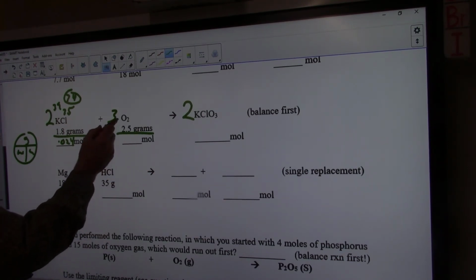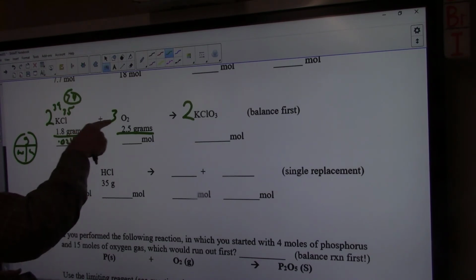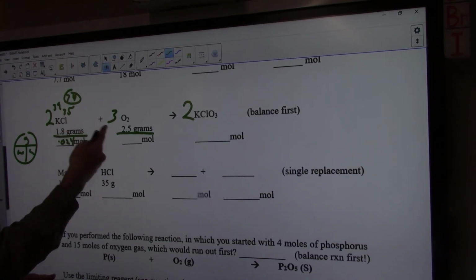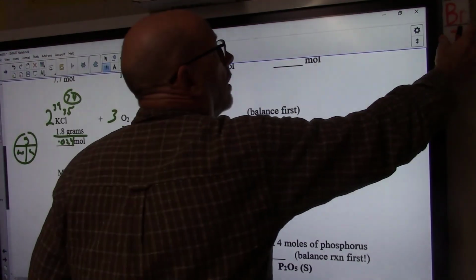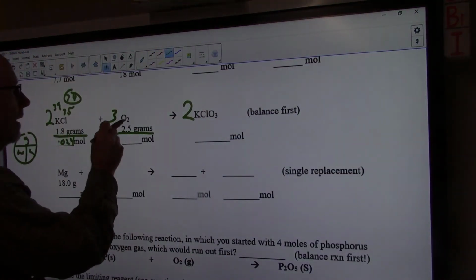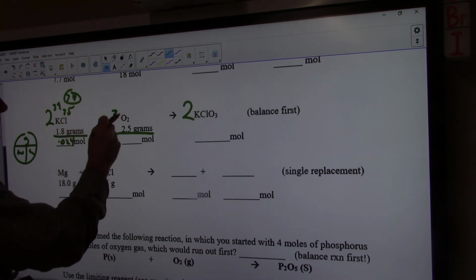Let's get the moles of this. Moles equals grams divided by molar mass. 2.5 grams divided by, this is oxygen all by itself. Oh, it's one of the lucky 7. One of the lucky 7. All right, so that means I have a 2 there, I have a 3 there. Don't use this 3 for the molar mass, just use the 2.